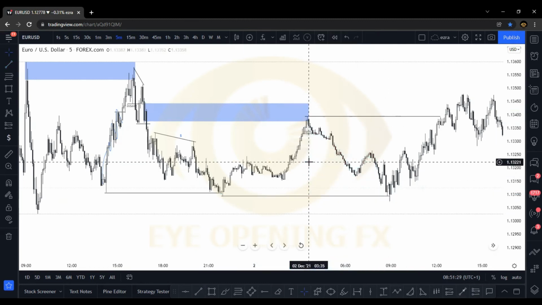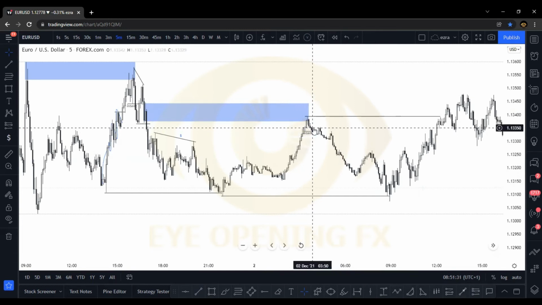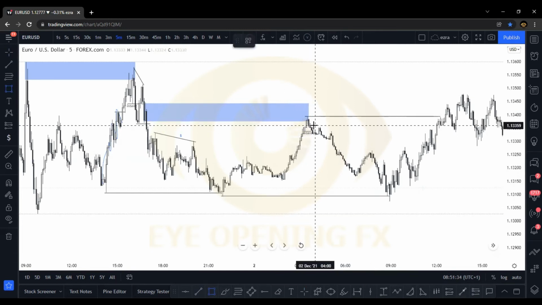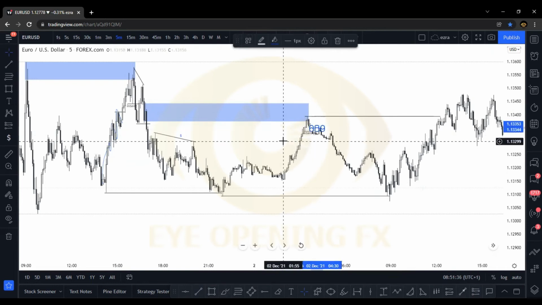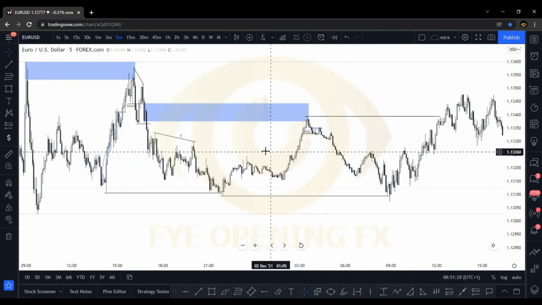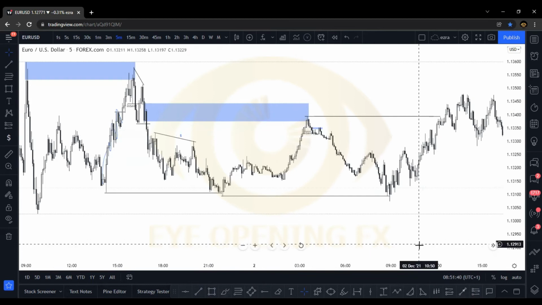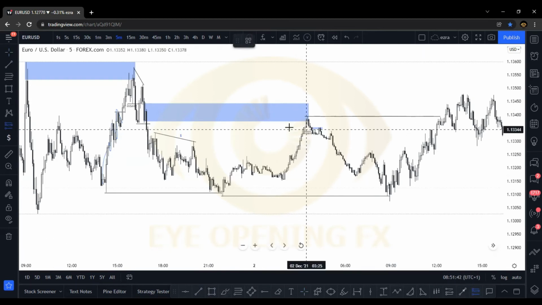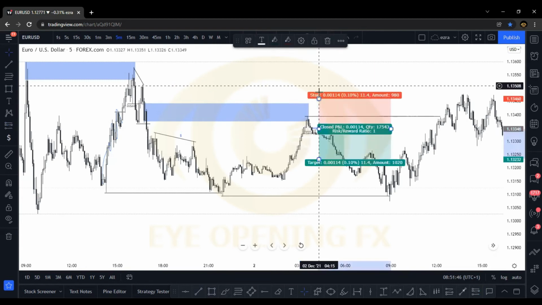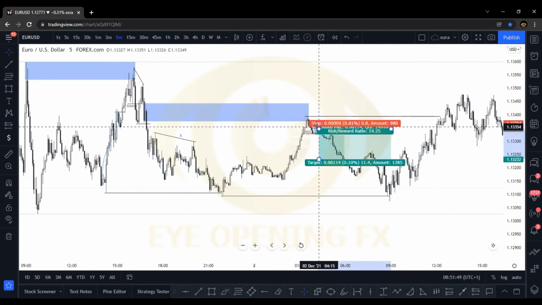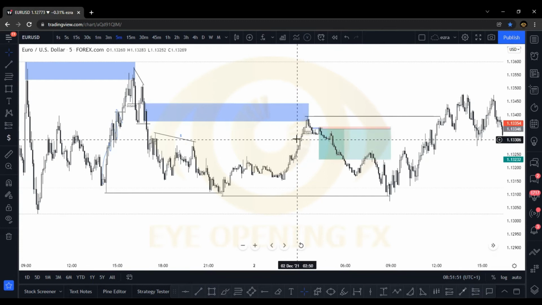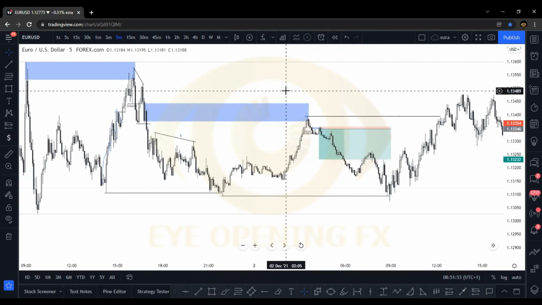So even if you didn't enter like this, you wait for what? A BMS, internal structure continuation was here. Now in our model, there's always a reason why price will come and induce liquidity. It's not always that it will come and induce liquidity. There's always a reason. Without that reason, the market will not come and induce liquidity.